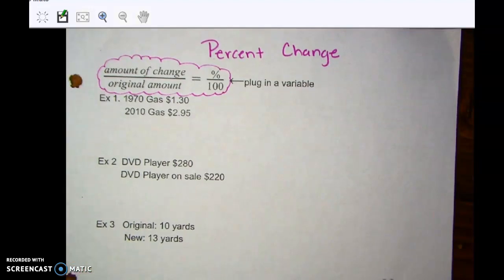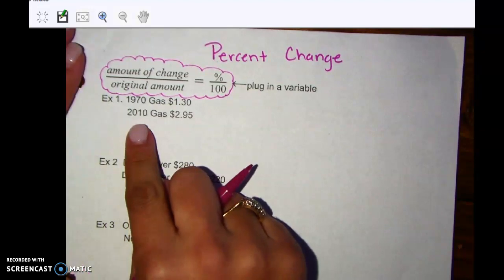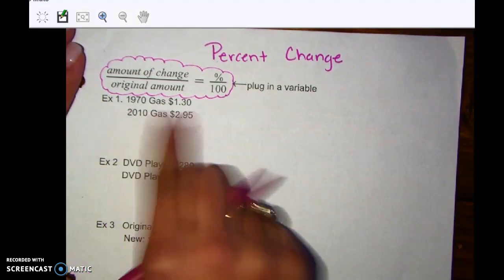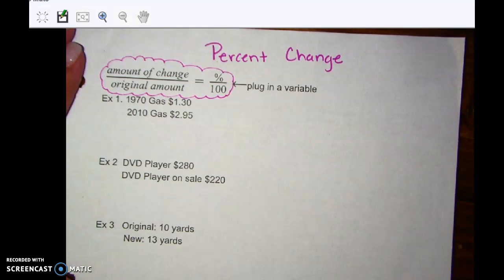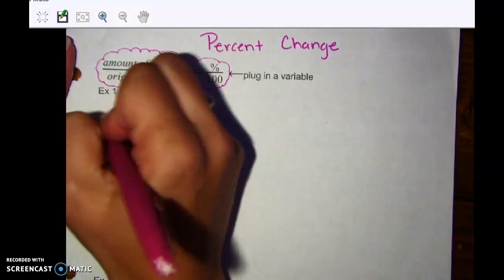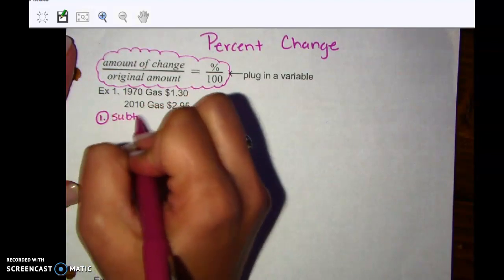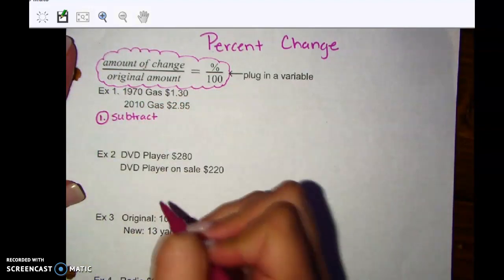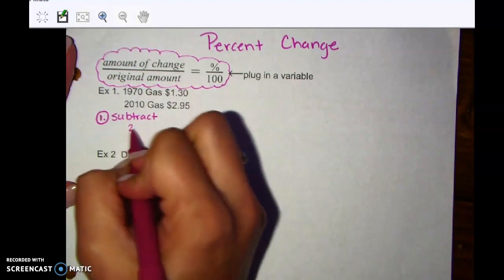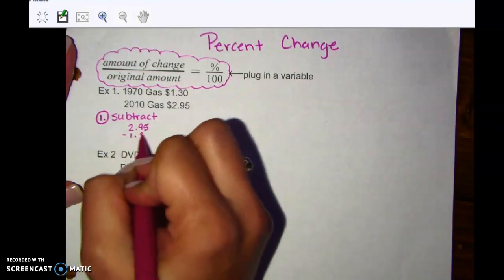So we'll jump right in and do a practice problem. If you look at example 1, we have in 1970 gas was $1.30, in 2010 gas was $2.95. So what this means is we need to find what's the difference between the two. So step 1, we subtract. So we're going to subtract $2.95 and $1.30 to find the difference.